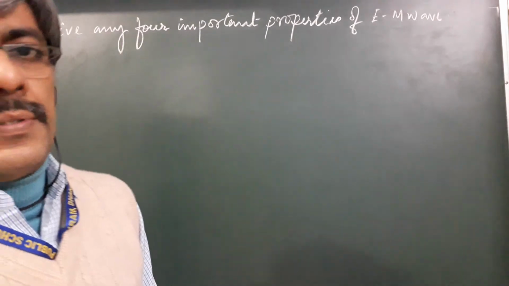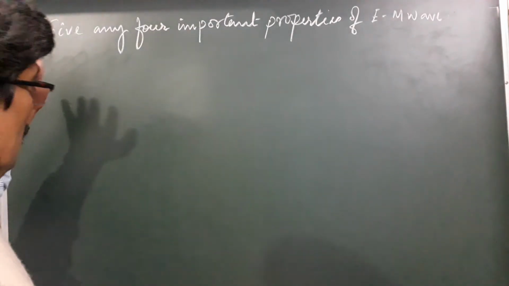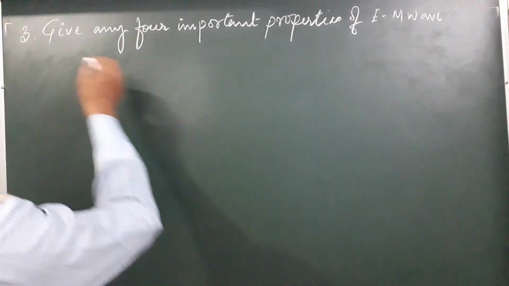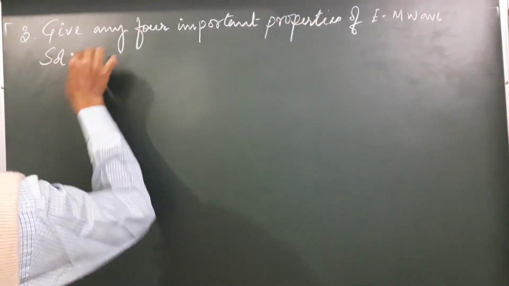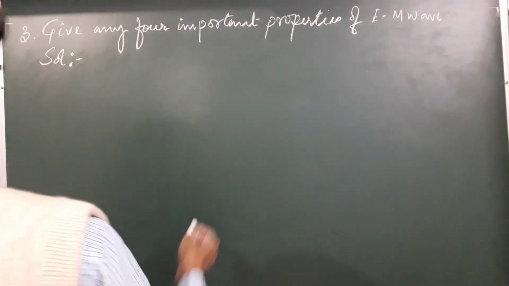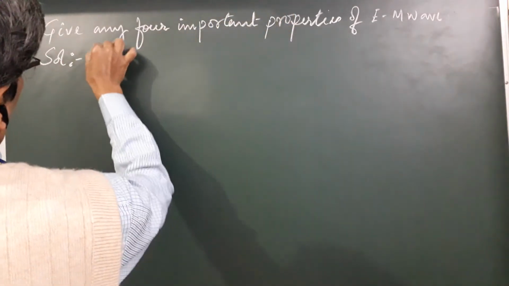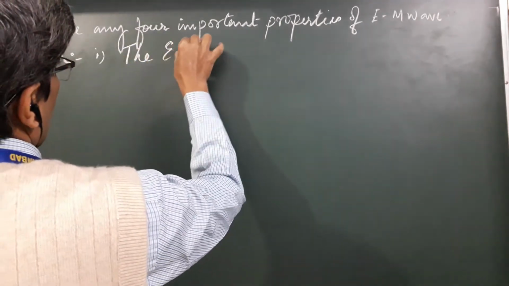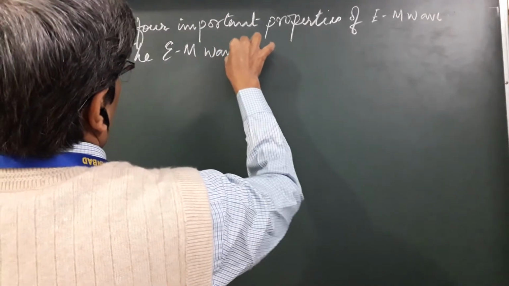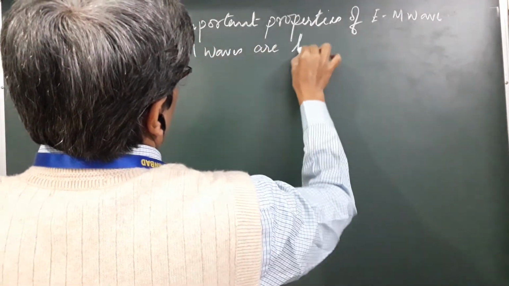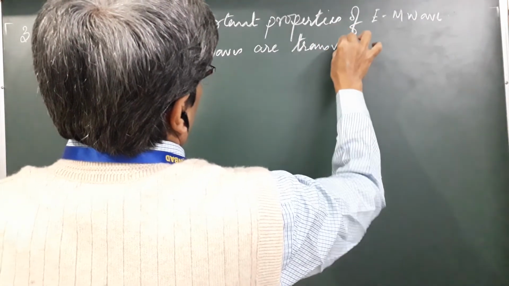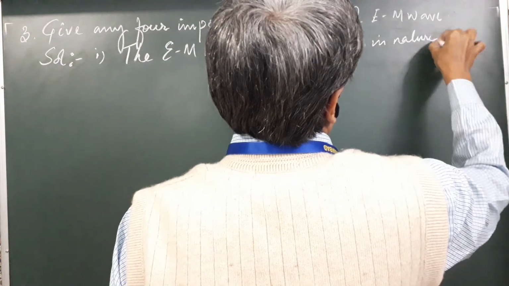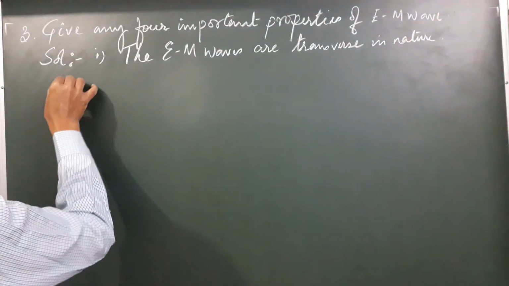The next question, students. It's a very simple question. Give any four important properties of electromagnetic waves. Let's see what are the common properties of all electromagnetic waves. First of all, the electromagnetic waves are transverse in nature. They are transverse in nature. The first property, a very important property.